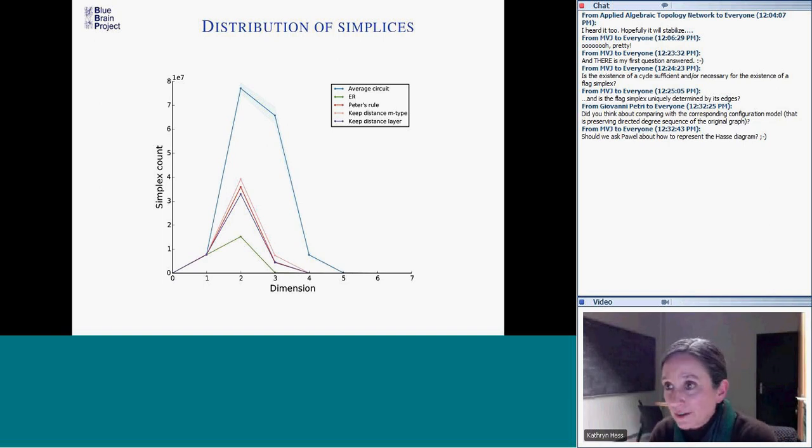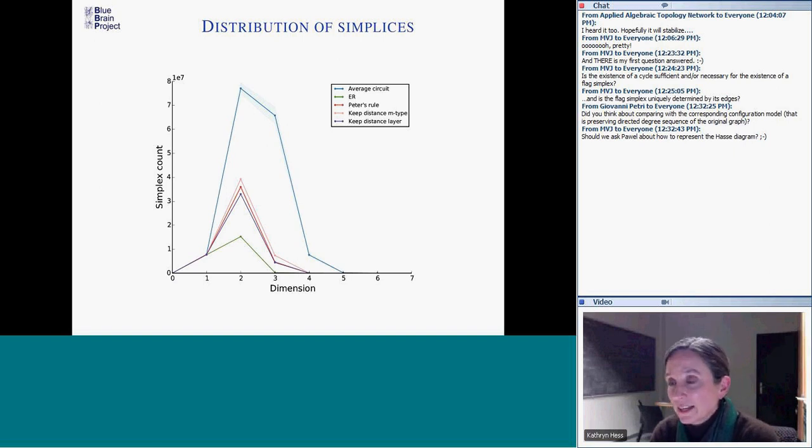The shading is just for the various standard deviations. What we see is that the microcircuit has a lot more directed cliques, a lot more of these simplices, than any of the graphs, even the ones that are quite logical, like the ones that preserve the distance-dependent connection probabilities between morphological types or between layers, or even this infamous Peters' rule that they apply in neuroscience. And so a lot more than in the other graphs.